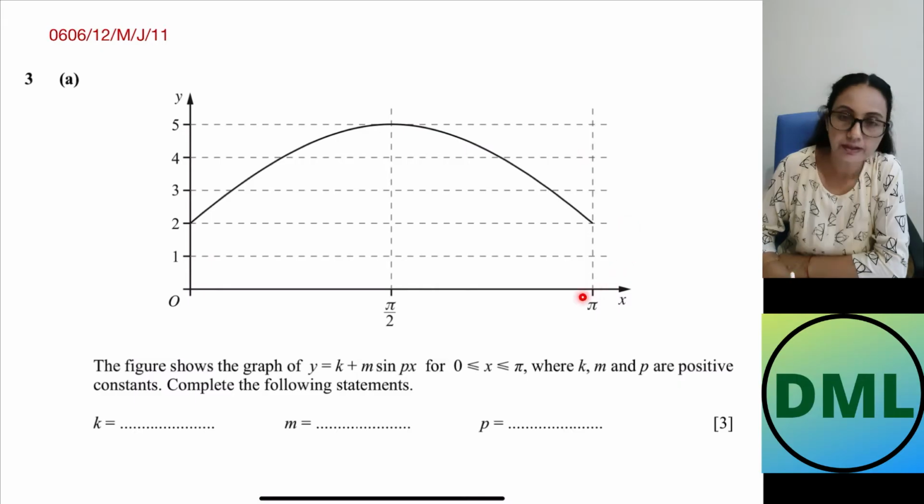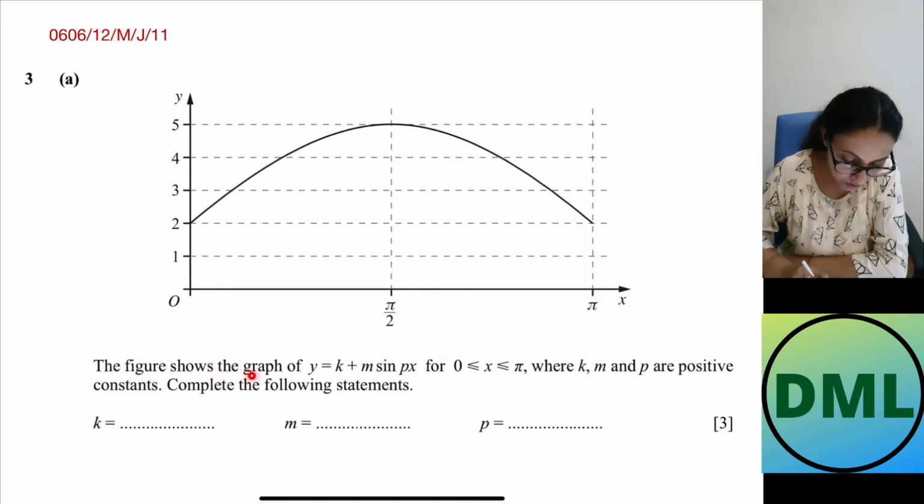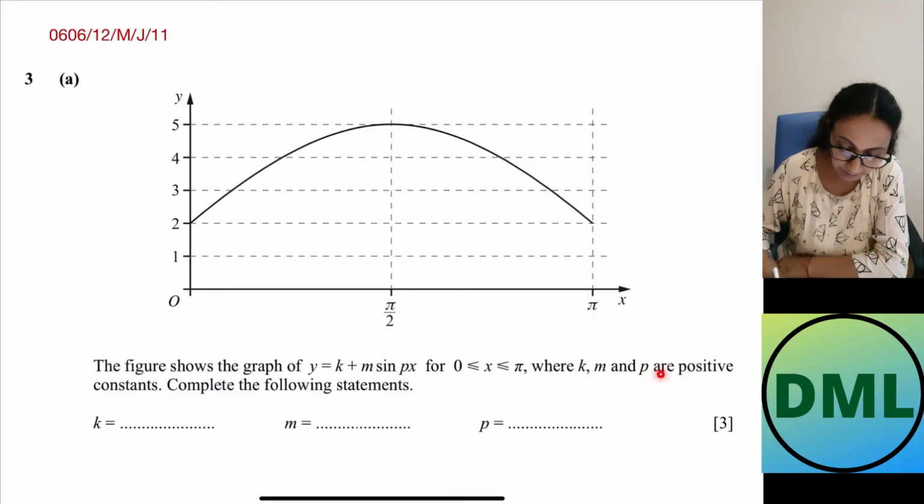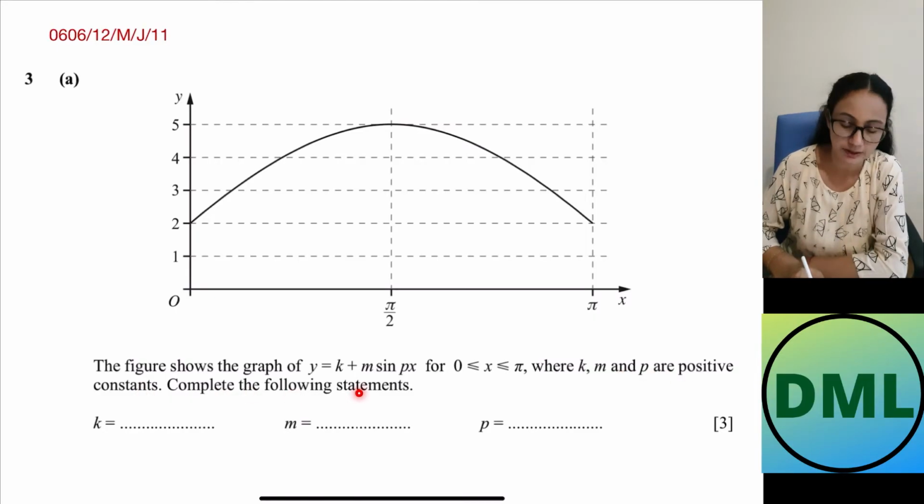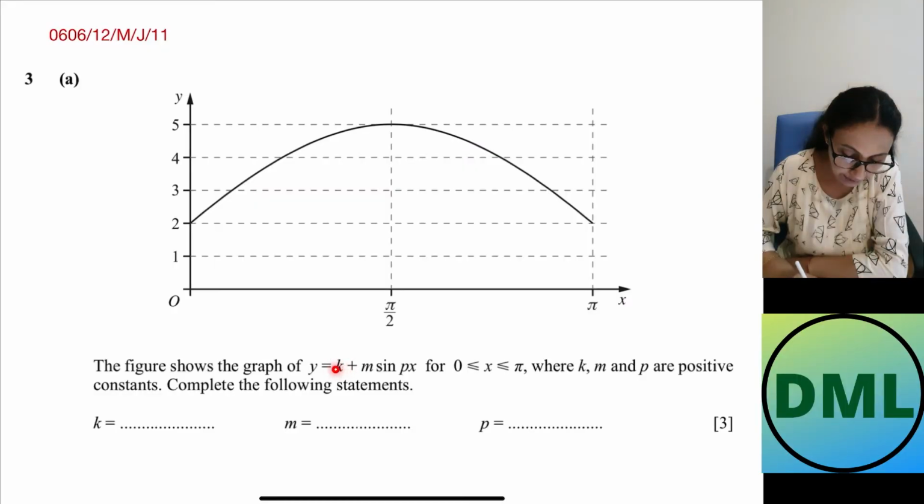This is the graph given to us. The figure shows the graph of y is equal to k plus m sine px for x greater than 0 and less than pi, where k, m and p are positive constants. Complete the following statements. The value for k, the value for m, the value for p. Let's see the value for k first.